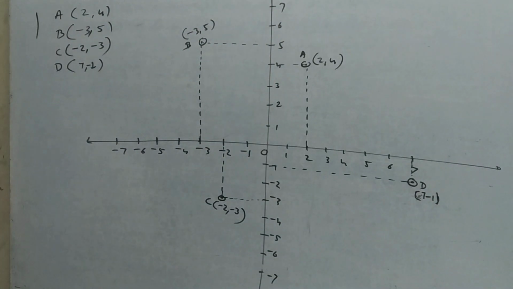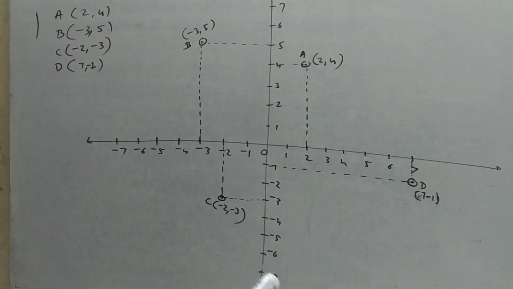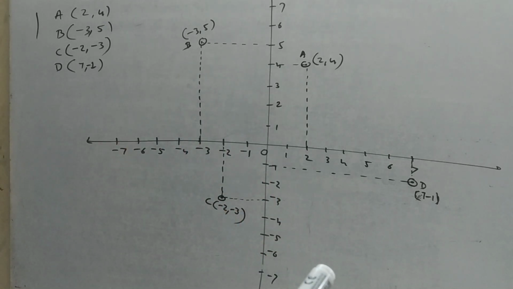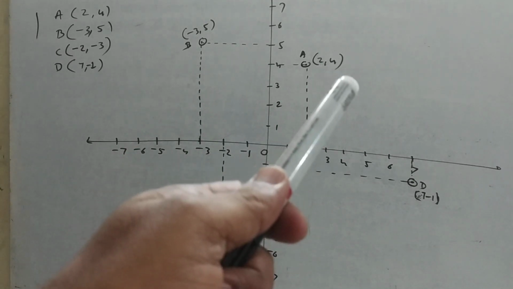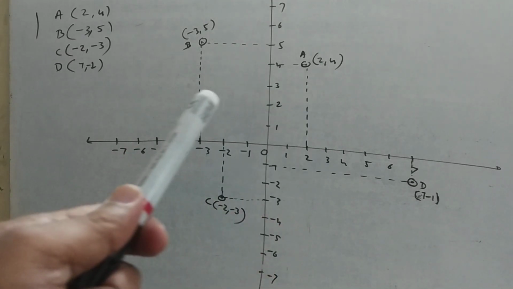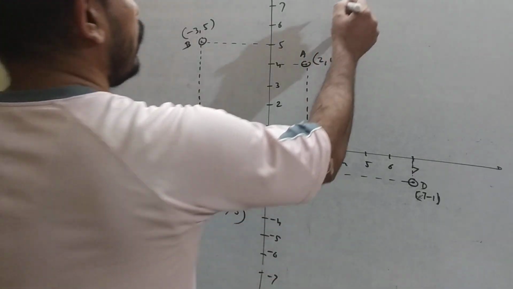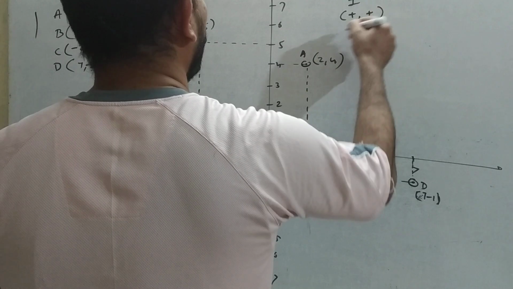Another very important thing is that these lines divide the coordinate plane into 4 parts, numbered 1, 2, 3, 4 anti-clockwise. These 4 parts are called quadrants. This is the first quadrant, this is the second quadrant, this is the third quadrant, this is the fourth quadrant. In the first quadrant, X is positive and Y is also positive.